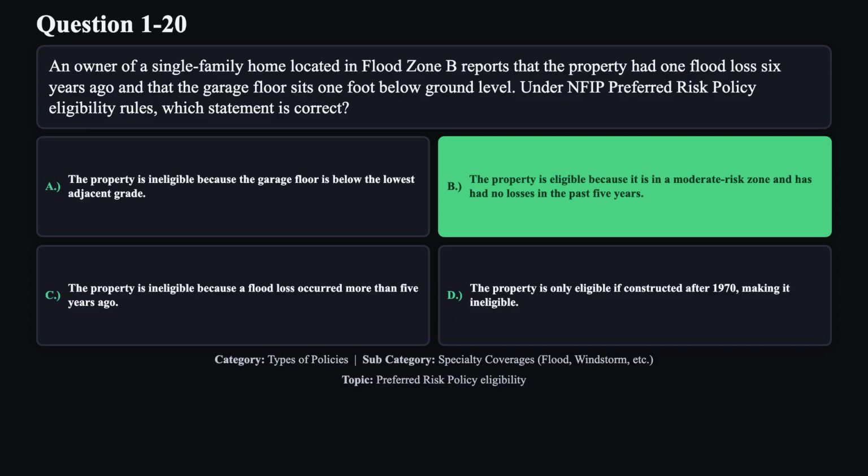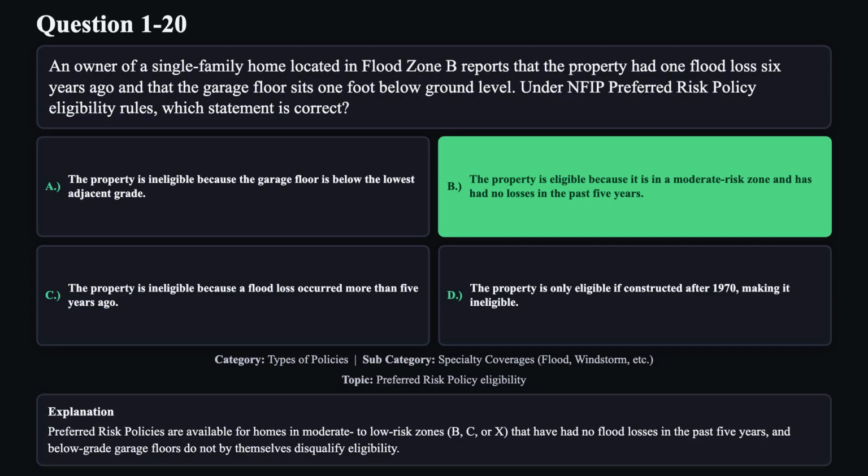The correct answer is B. Preferred risk policies are available for homes in moderate to low risk zones, B, C, or X, that have had no flood losses in the past 5 years, and below-grade garage floors do not by themselves disqualify eligibility.